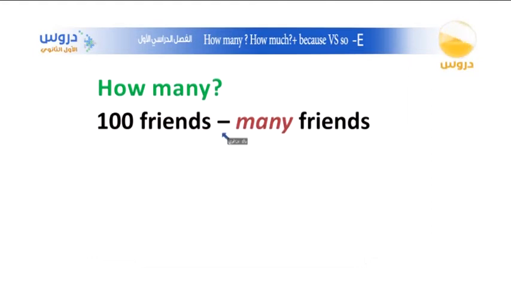More examples. You've got how many? 100 friends. Many friends. Again, the concentration here is on the number. Alright? Because of the use of how many. 100 friends, that means many friends.